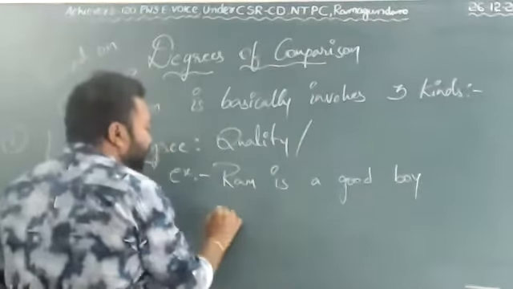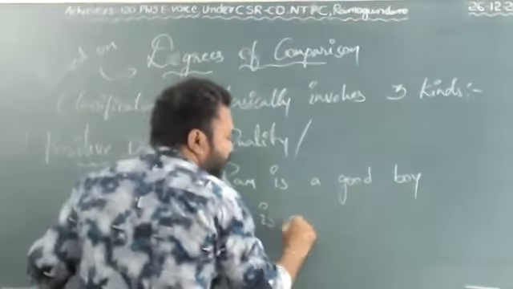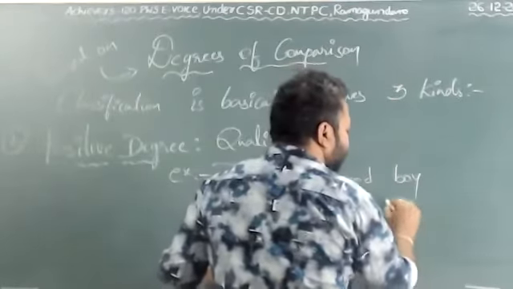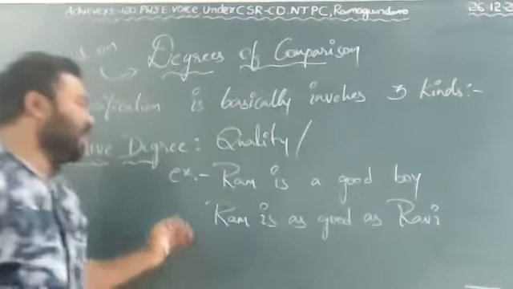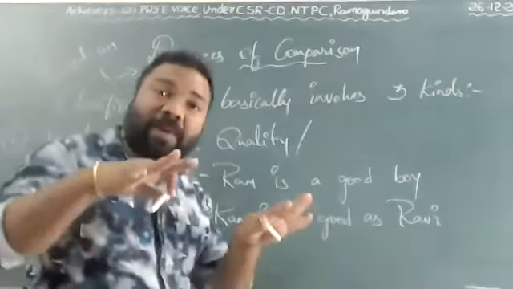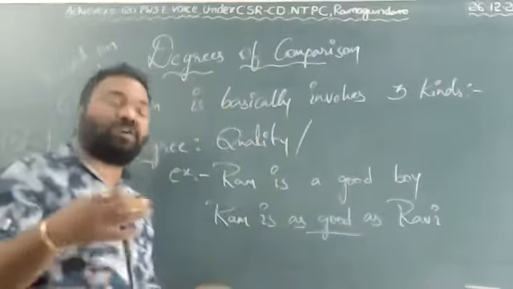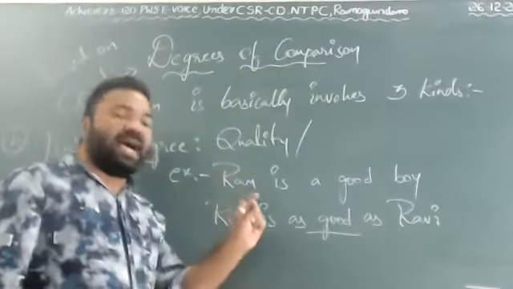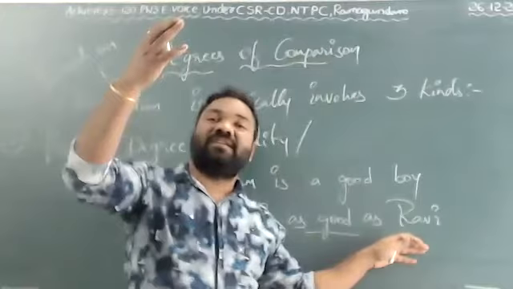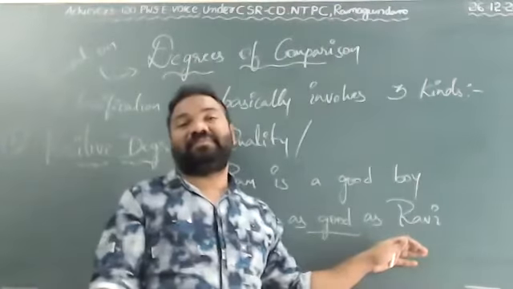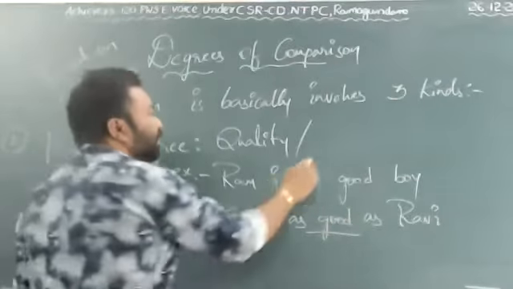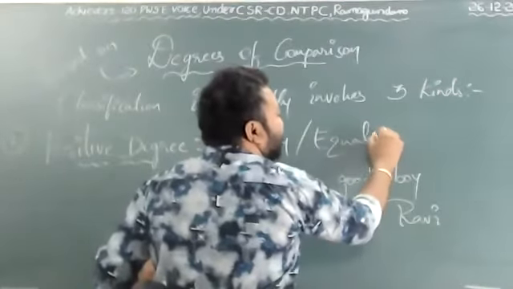And the second case, Ram is as good as Ravi. Like in this second sentence, students, I have given equal priority. The quality which I was talking about, this subject Ram has equal status which is given to Ravi. He is neither less nor more. He is equally important. Two subjects when compared are given equal status, like equalizing.